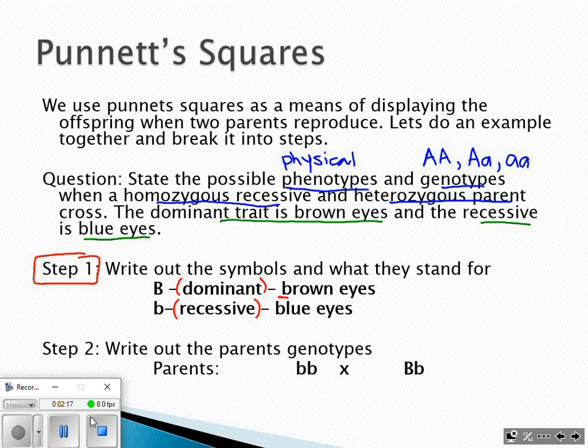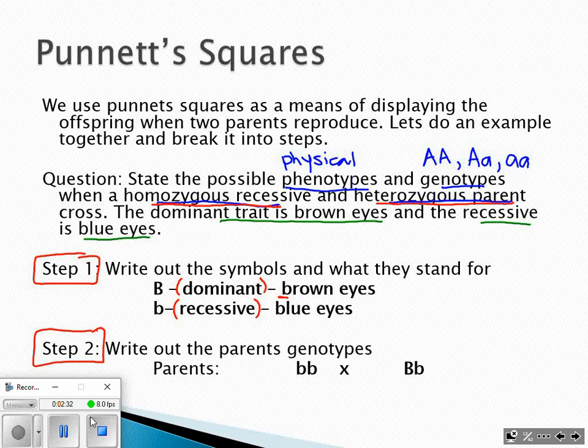But now, step two. They didn't give us in the question what the parents' genotypes were. But they did tell us that one parent was homozygous recessive, and the other parent was heterozygous. So we need to write out those parental genotypes. Homozygous recessive is going to be little b, little b. Homo means the same, and recessive is the lowercase letter. The other parent was heterozygous. Hetero means different, so they have a capital and a lowercase letter: one big B and one little b. So far, so good? Perfect.